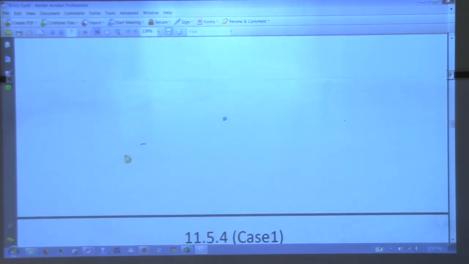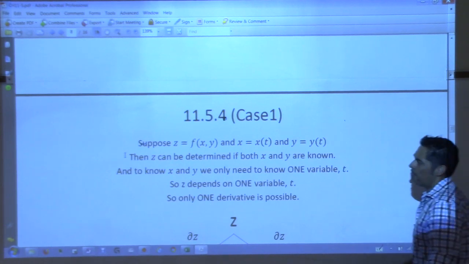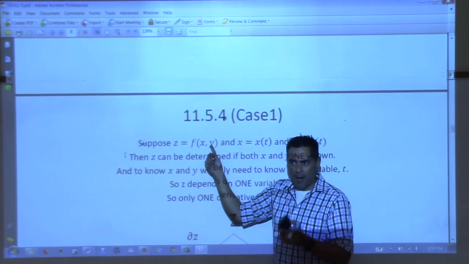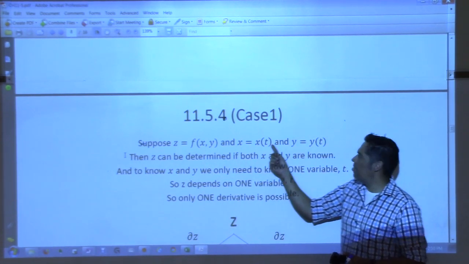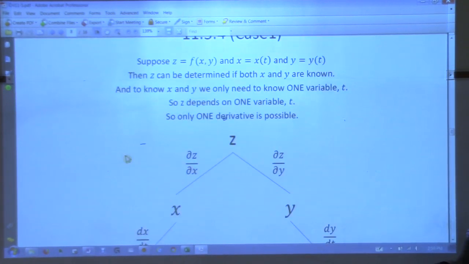So I'm not going to do that. Okay, so now look at this. What if our z is a function of x and y, but our x is a function of t, and our y is a function of t? So it looks like this.